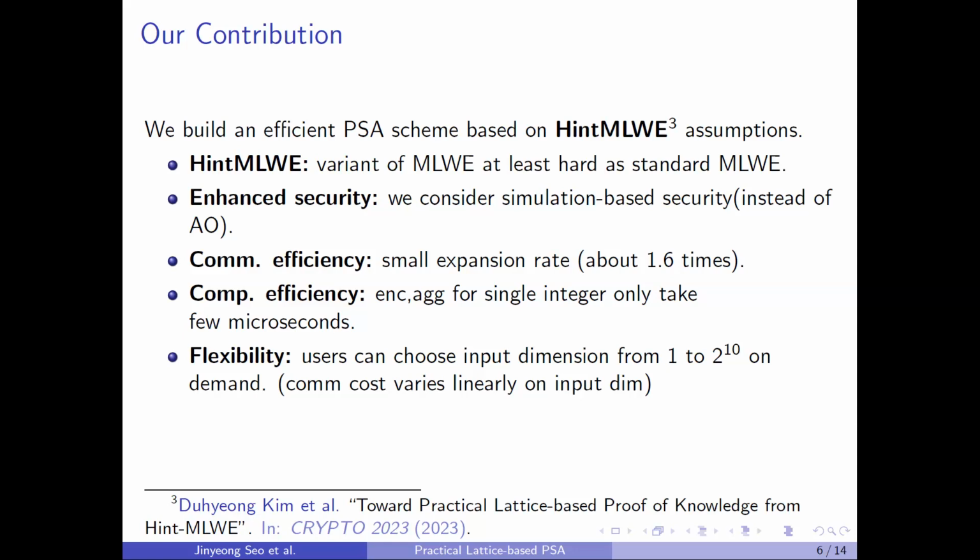Also, our PSA scheme provides efficiency in computation and communication. For communication efficiency, it has a very small expansion rate, which is about 1.6 times in our implementation. For computational efficiency, encryption and aggregation for a single integer only take a few microseconds. In addition, our PSA scheme also provides flexibility in users' input dimension. A user can choose the input dimension from 1 to 10 on demand. Then the communication cost varies linearly with the input dimension.